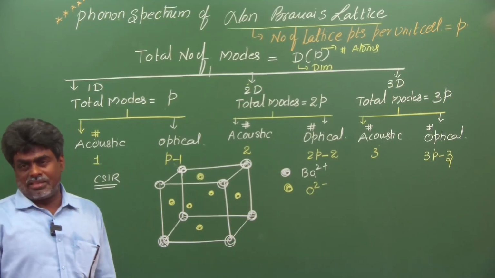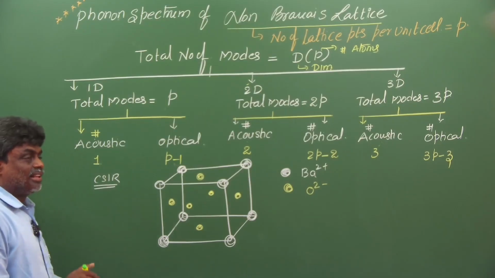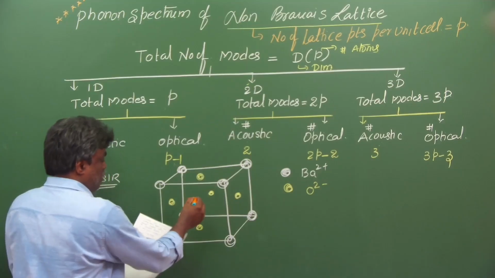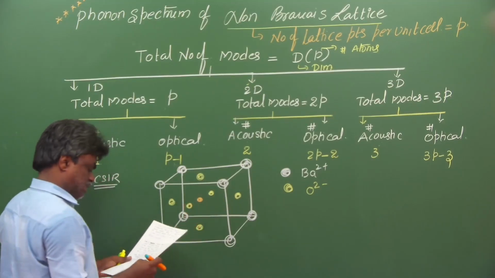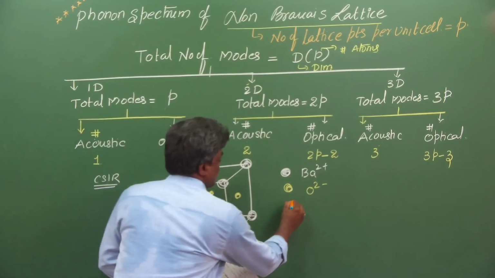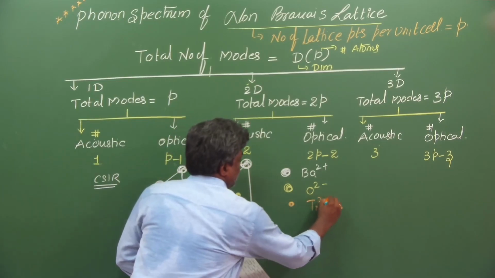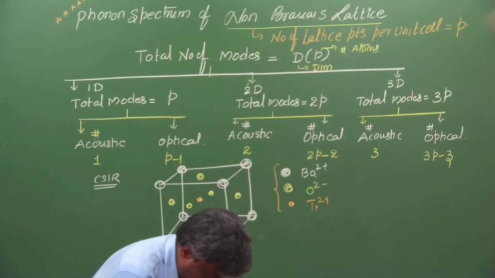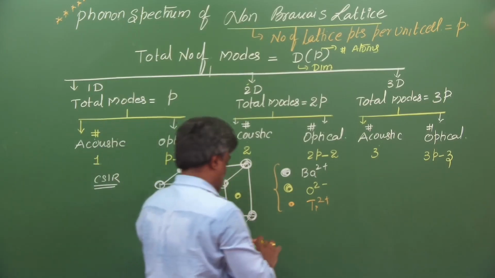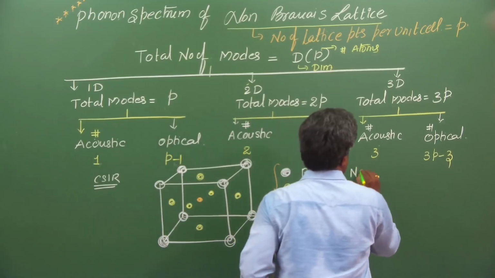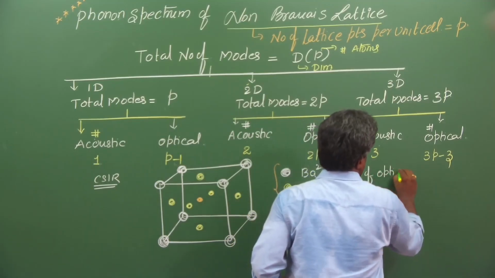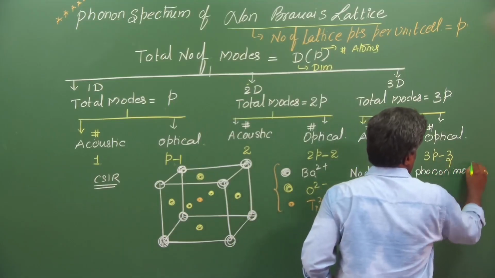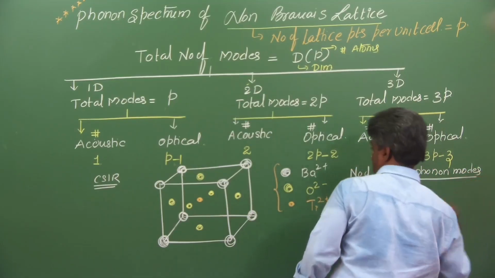And one more in the center, that is Ti. Like this they have given, and the diagram also they have given. And they are asking what? The number of optical phonon modes, not branches, modes. All of you please listen.